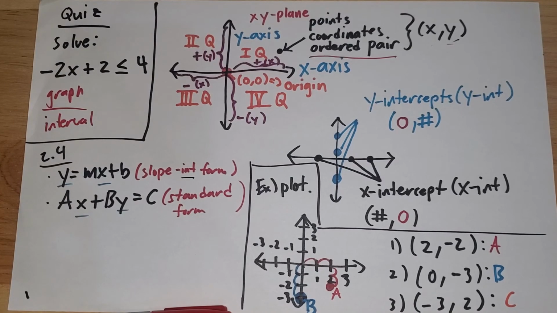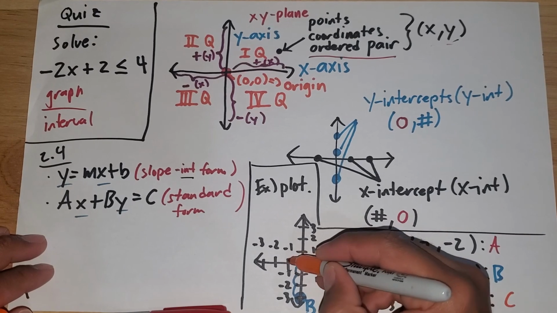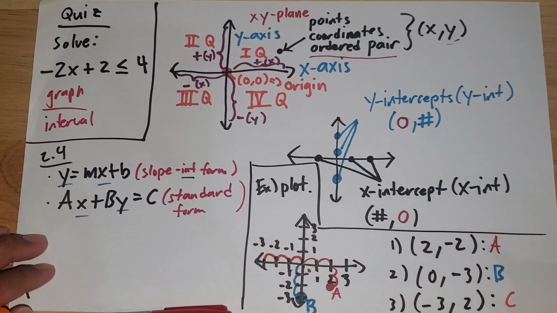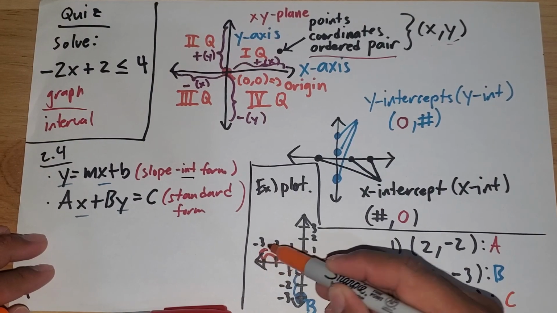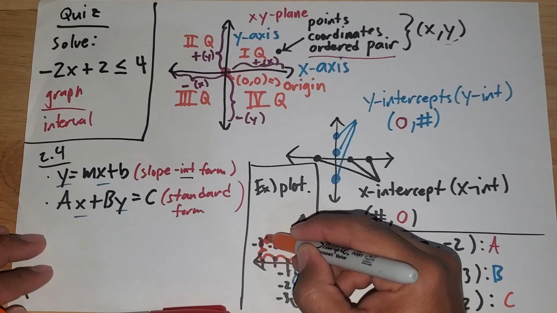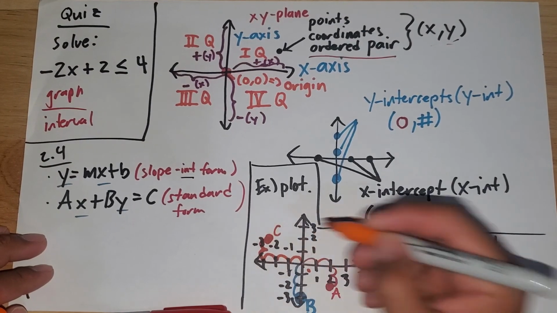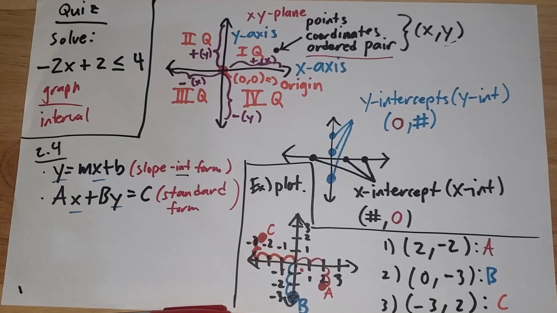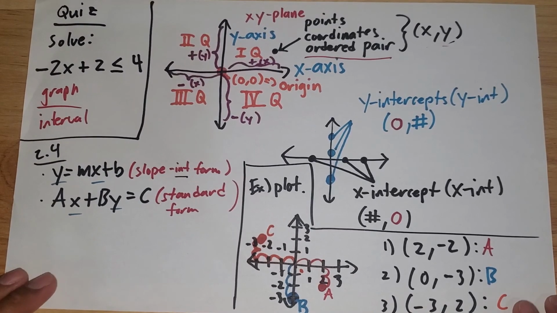And lastly, for C, again, I start at the origin. But since my X is negative 3, I move to the negative 3 side on the X. And then my Y is positive 2, so that means I'm going to go up 1, 2. And there's my C. Hopefully that's a good enough reminder of the XY plane and how it works.